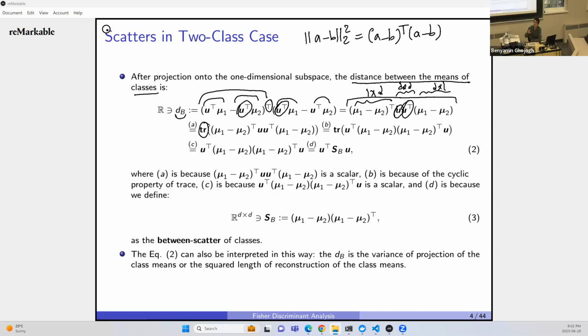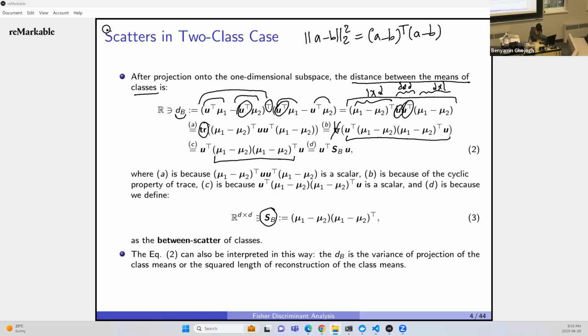Now, this is a good technique in machine learning. I have a scalar, I apply trace. Why? Because I want to reorder them. I use the cyclic property of trace. So I do that. Then what happens? Again, this is a scalar, so I can drop the trace. So I drop it. And then what is this?